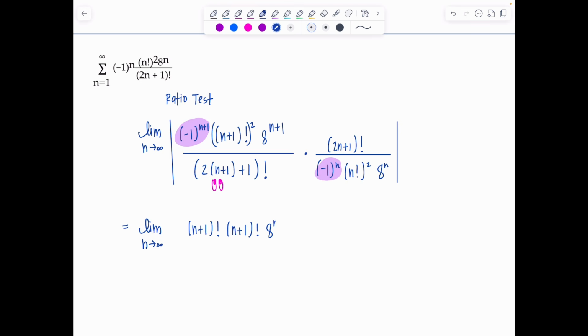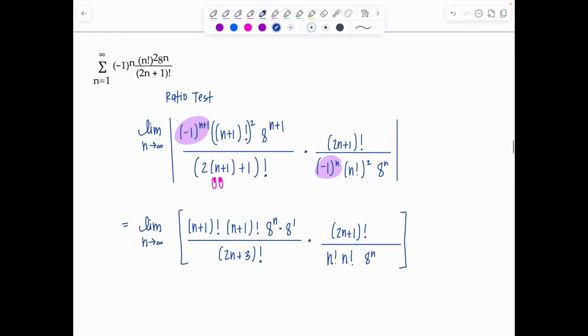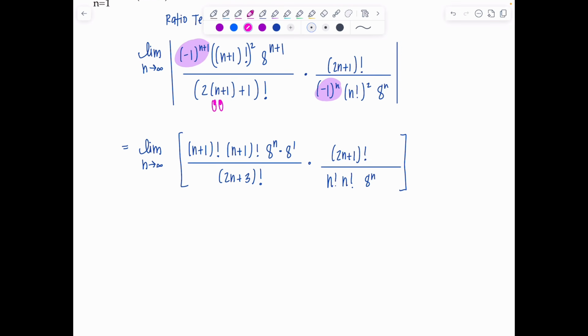8 to the n plus 1, that's 8 to the n times 8 to the first. What about this 2n plus 3 factorial, guys? Okay, then times, we've got 2n plus 1 factorial. And then down here, n factorial, 8 to the n. How are we doing? Okay, we can do some cancellation. 8 to the n, get out of here. And then we need to break down the larger factorial so we can cancel with the smaller ones. Always break down the larger ones.